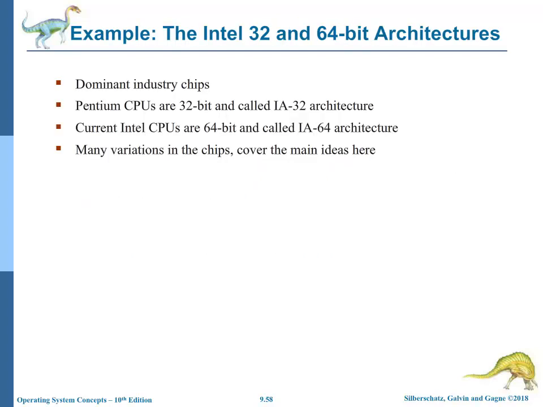The architecture of Intel chips has dominated the personal computer. Pentium CPUs are 32-bit and called IA32 architecture. Current Intel CPUs are 64-bit and called IA64 architecture. In this section, we will examine address translation for both IA32 and the x86-64 architectures. So we present the major memory management concepts of these Intel CPUs.